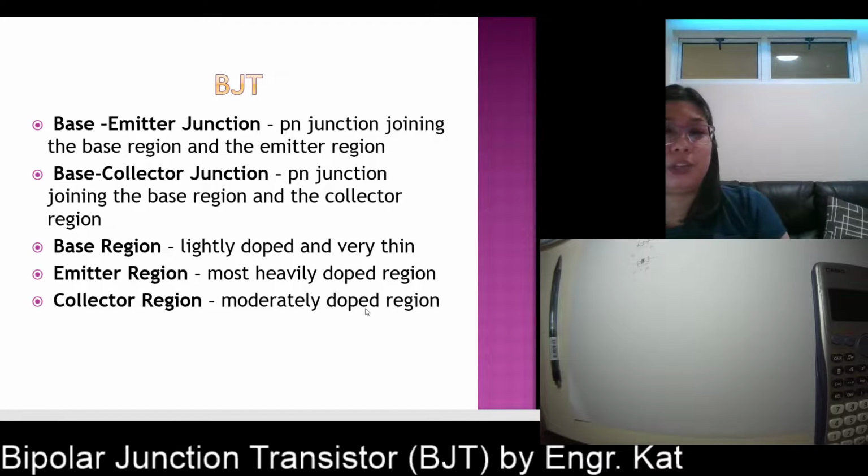So this is moderately doped, so this has moderate resistance, and this is lightly doped, that means it has the highest resistance. We will explain later about their current, about the emitter current, about the base current, and about the collector current.